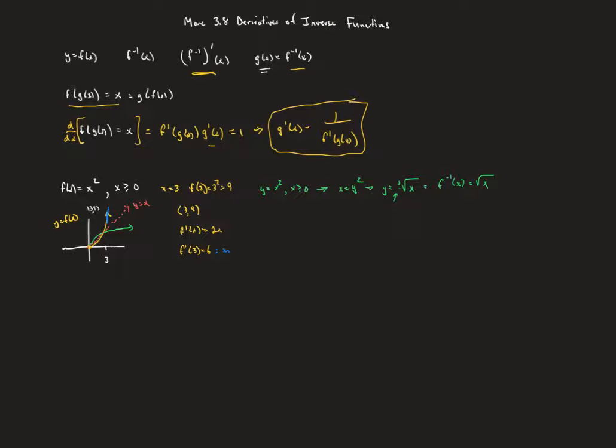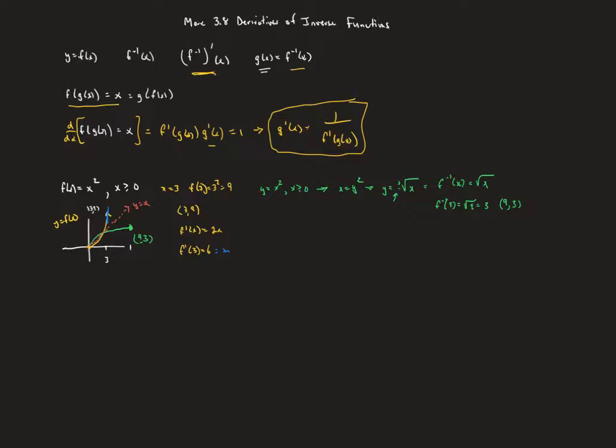Now, when we look at the corresponding point on the inverse, if we plug the 9 into our inverse, we get square root of 9 is equal to 3. So we can see the corresponding point on the inverse function is when x is equal to 9, and that gives us the point over here, which is (9, 3).